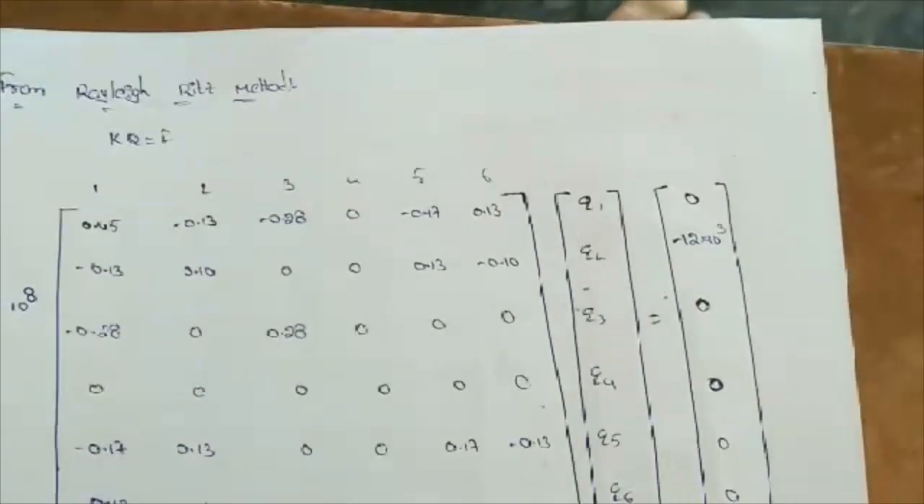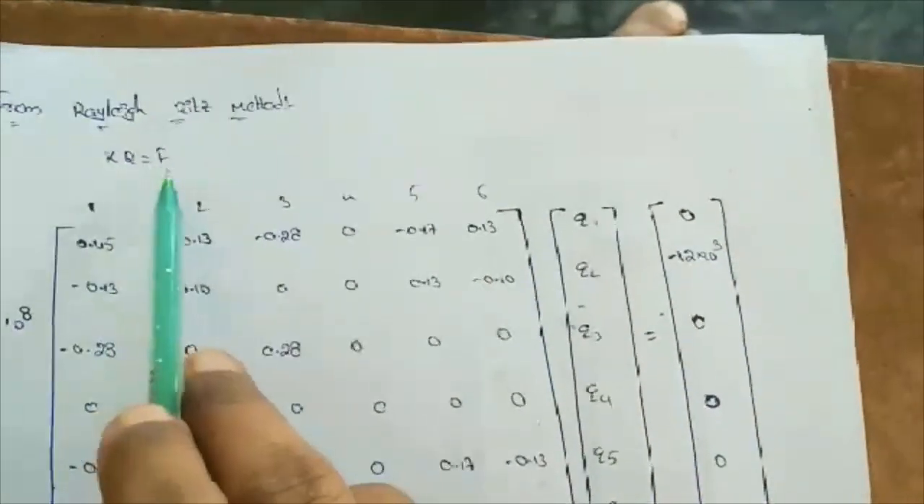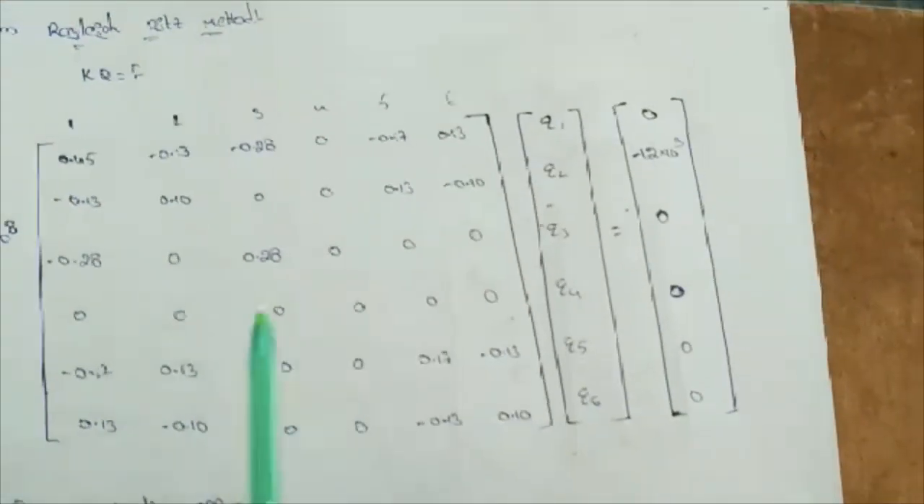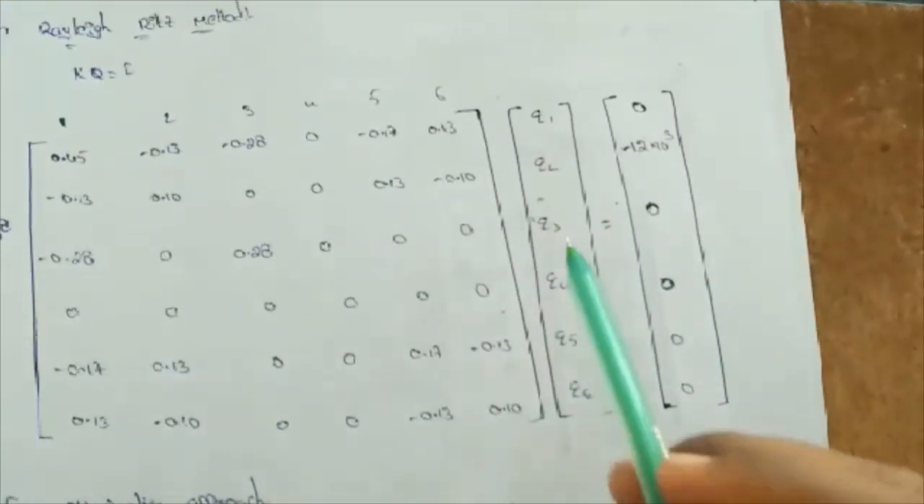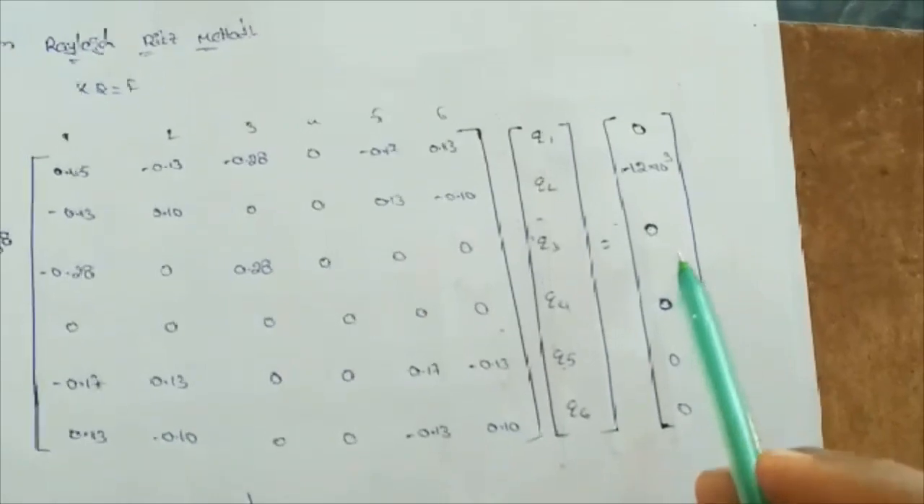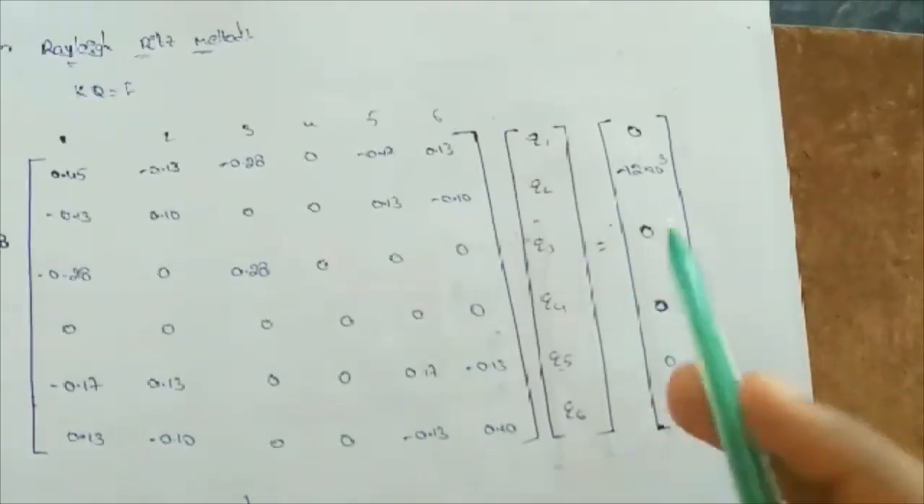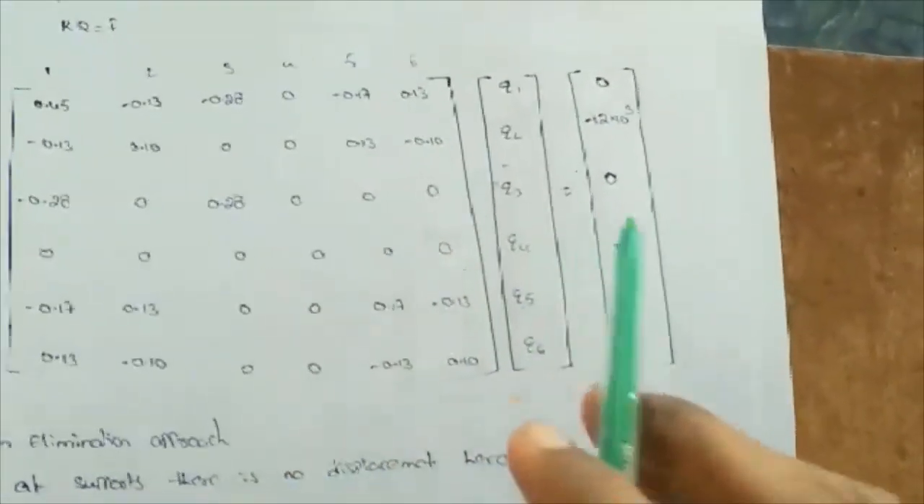Then from the Rayleigh-Ritz method, kq equal to f. This is the k matrix you got. Then q1 to q6 you have to write, and the f matrix we just got is written after the equal sign.